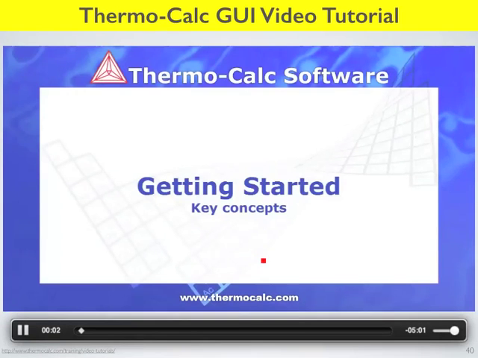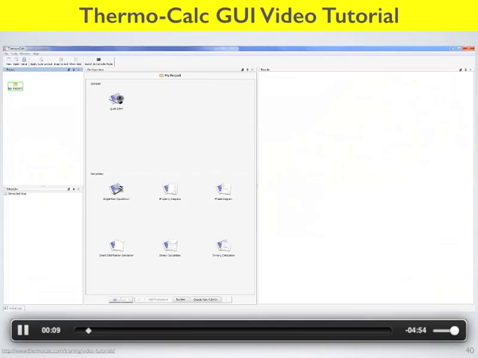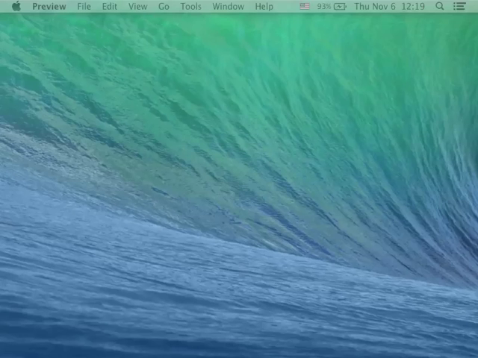This video tutorial explains the application layout and key concepts of using the new version of Thermo-Calc. So Swedish, right? How the software looks the first time you start it. The application is divided into several different panels.